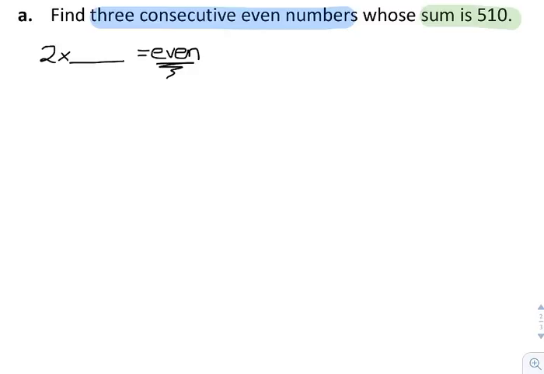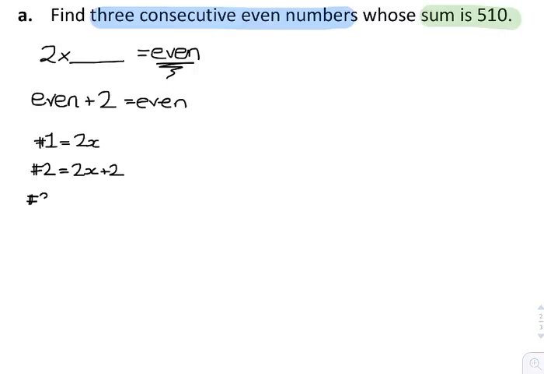Now if you take any even number and you add 2 to it, or add indeed any even value, you will get an even number. Using this, we can find 3 consecutive numbers. So the first number is just going to be 2 lots of, in this case I'm using x. The second number is take that first number, 2x, and add 2 to it. That's going to give me my next consecutive even number. Again, take the previous number and add 2 to it, will give me my third consecutive even number.